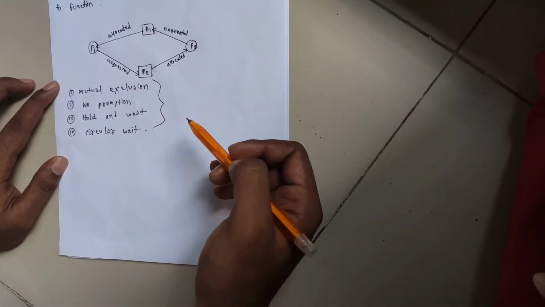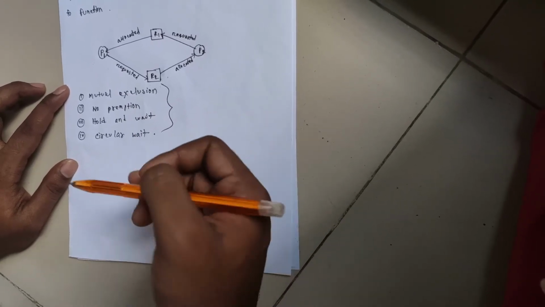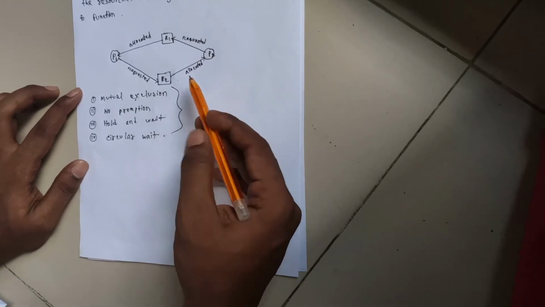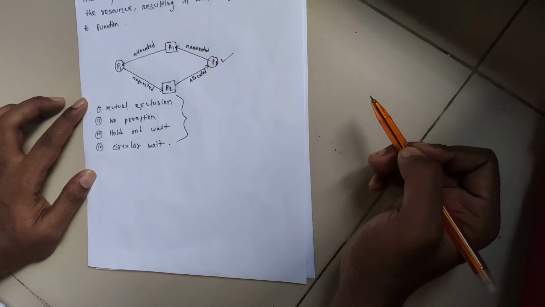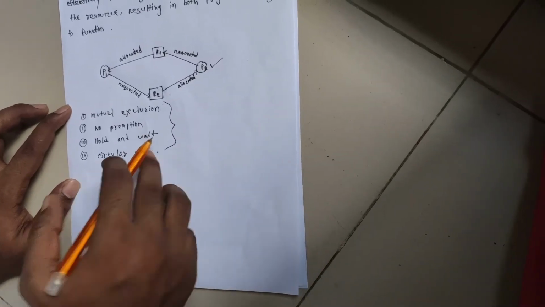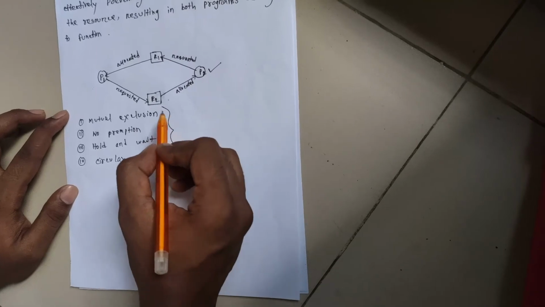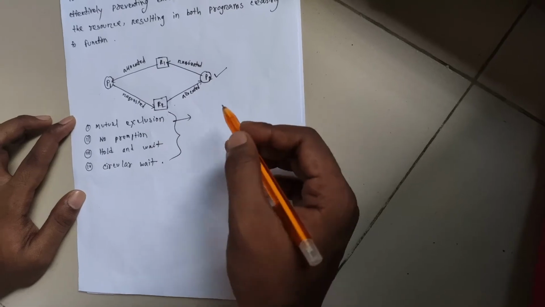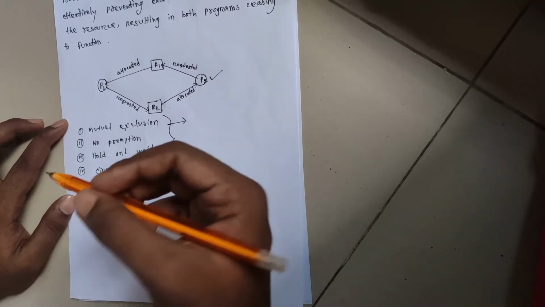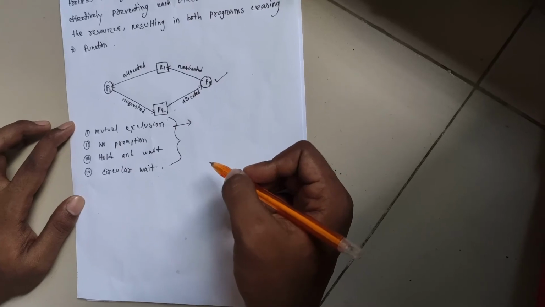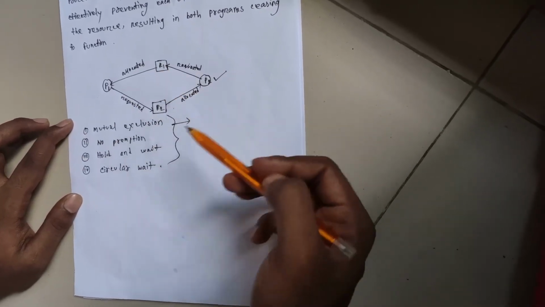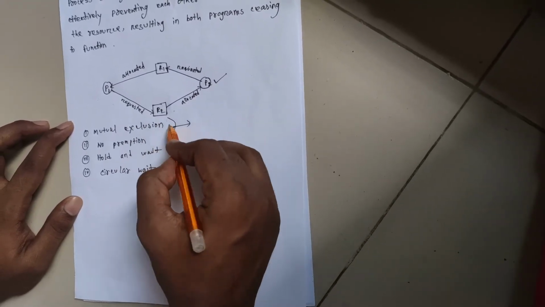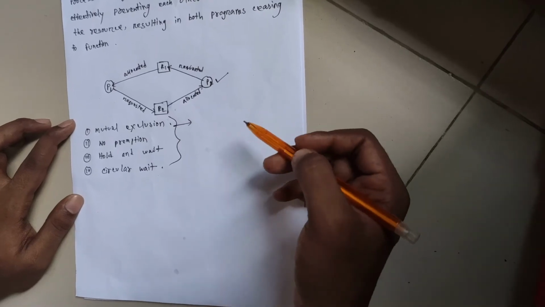So if we want to break the deadlock, we have to make these four conditions false, or at least just one condition. So we are going to make mutual exclusion false. We know mutual exclusion means not shareable. Only one process can use a resource at a time. So if we make this condition false, then we can break the deadlock.